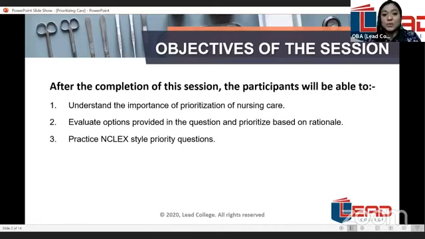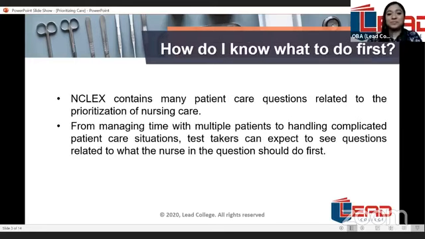In today's session, we will be trying to understand the importance of prioritization in nursing care. Then we will look at the questions, see what kind of options we have, and how to prioritize based on critical thinking and how to take sound decisions based on rationales. And of course, we'll be practicing some NCLEX-style priority questions.